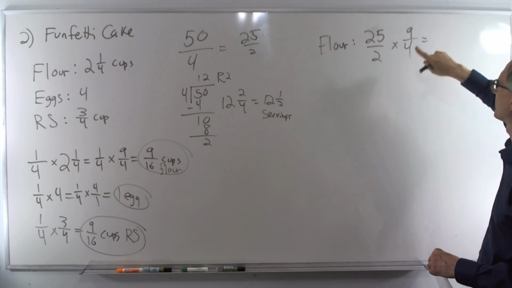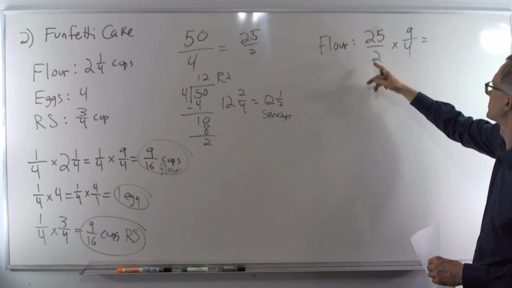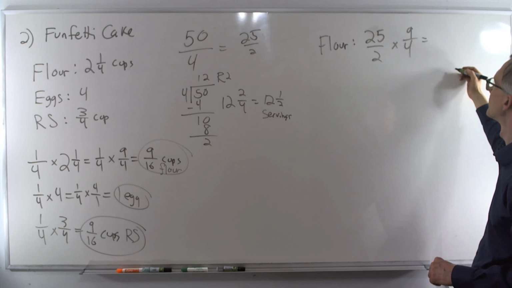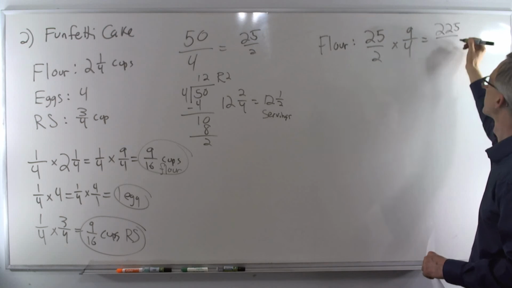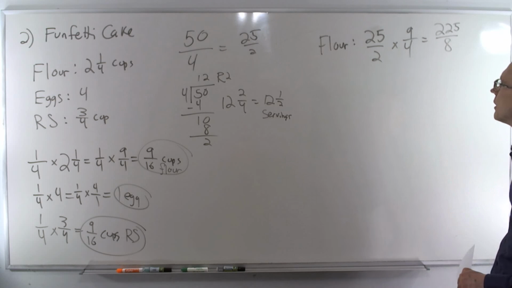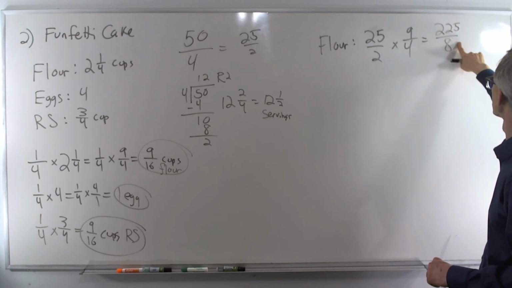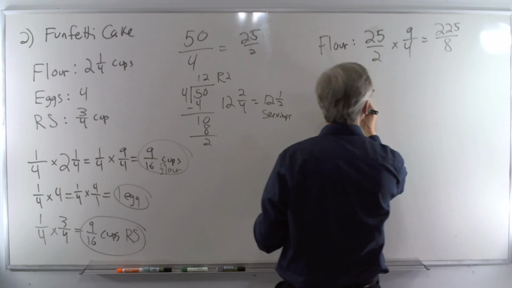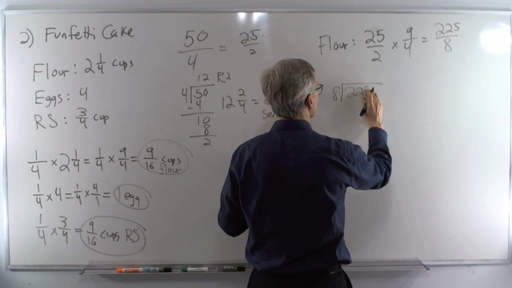Looks like we have no common factors. 25, these are just 5s here, and these are 3s. We have all 2s on the bottom, so there's going to be nothing to cancel. So 25 times 9 is 225, and 8 on the bottom. Alright, so that's how much flour we need. But as you can see, that's not a very meaningful number, so let's turn that into a mixed number for our final answer. So 225 divided by 8.